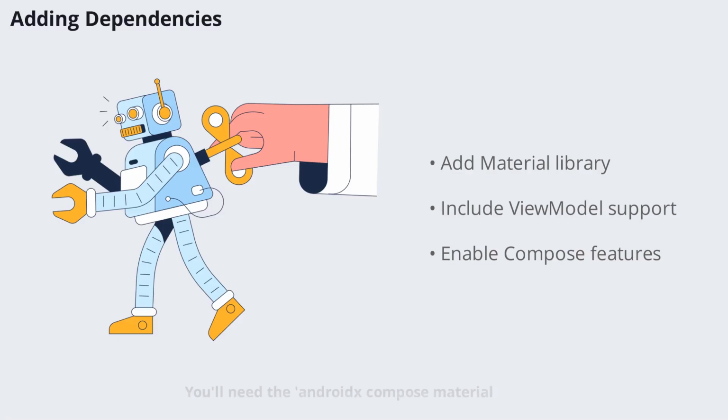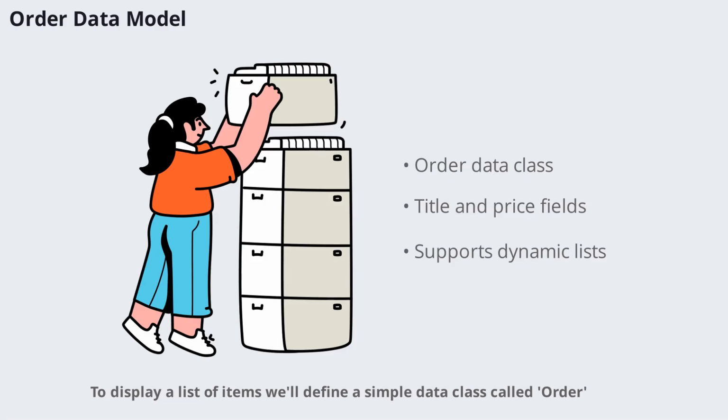You'll need the Android's Compose material library for material components and Android's lifecycle view model Compose for integrating view models with Compose. These dependencies are essential for building a robust and interactive UI that supports pull to refresh and state management. To display a list of items, we'll define a simple data class called Order. This class contains a title and a price representing each order in our demo app. By structuring your data this way, you can easily manage and display dynamic content in your Compose UI. This model will be used throughout the app to represent individual list items.